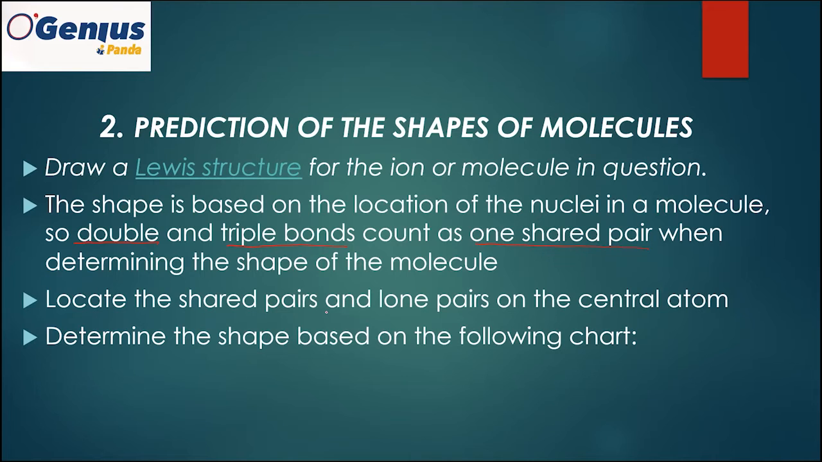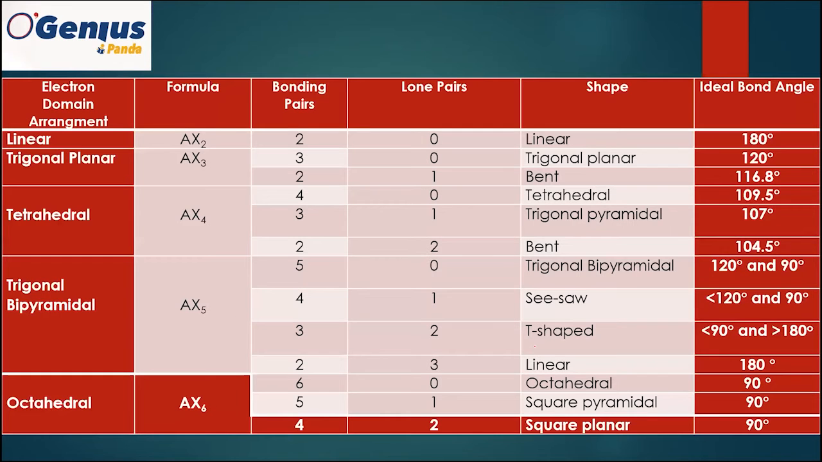Locate the shared pairs and lone pairs on the central atom, and then you determine the shape based on the following chart. We have a chart here which explains everything. You have a linear shape if the molecule has this formula. This shows that you have two bonding pairs. You also have zero lone pair, and the bonding angle here will be 180.